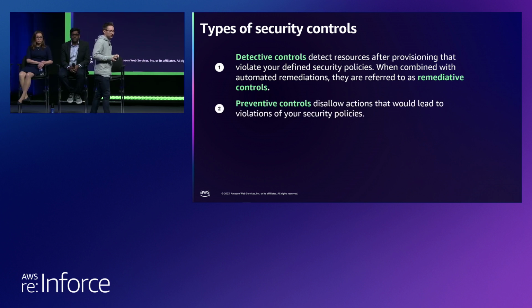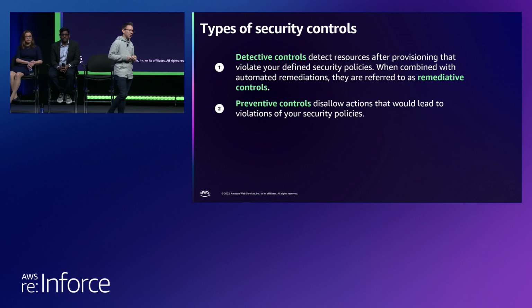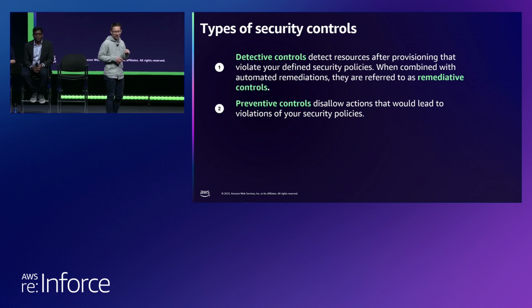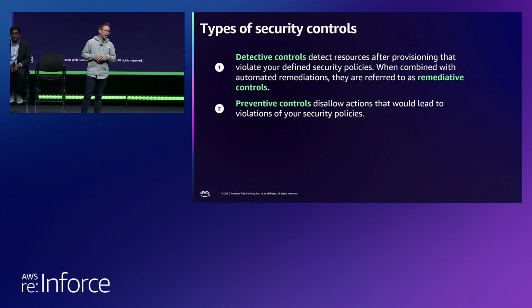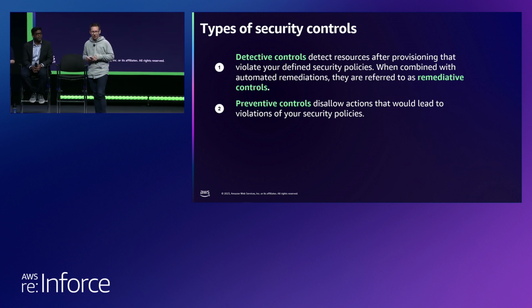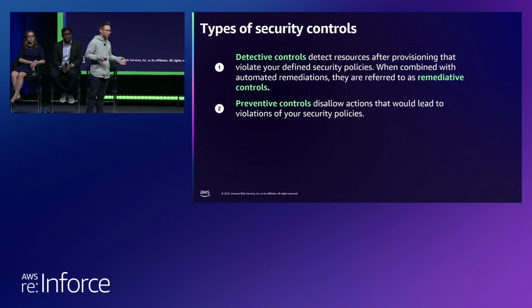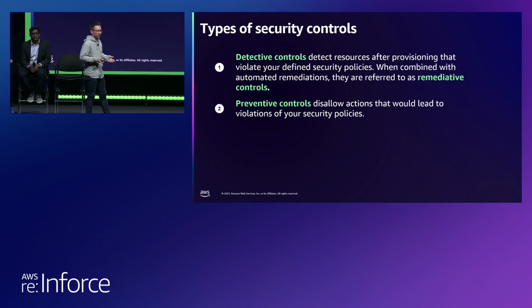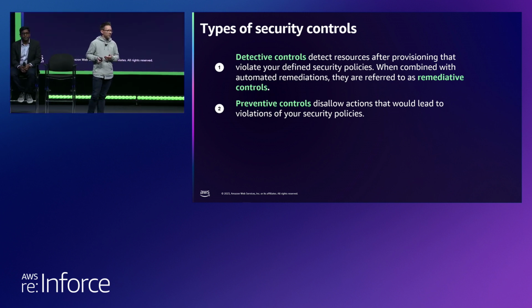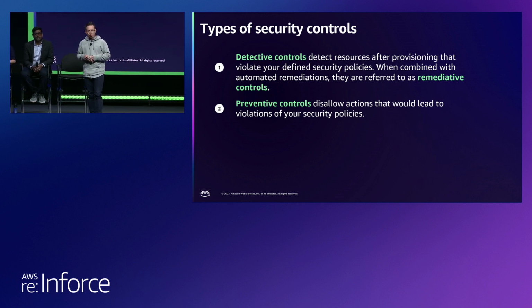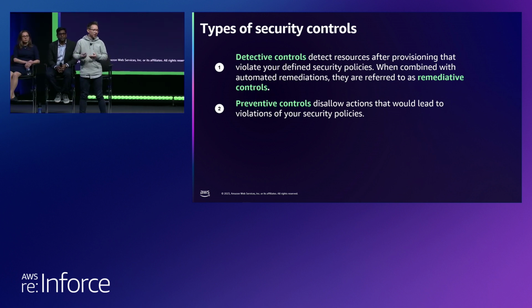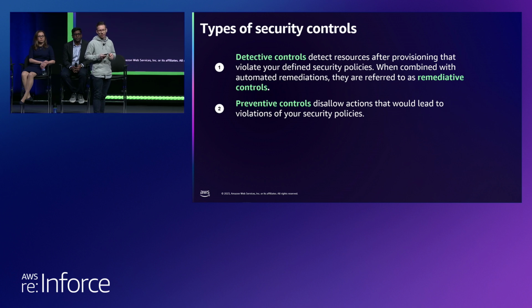We also have preventive controls. These are things like service control policies in AWS Organizations, and these are things that prevent or disallow an action that would otherwise violate your security policies, right? This is a great way to just stop misconfiguration risk and security violations before they ever occur. This is an ideal state, but this is also not always possible, and there's a lot of reasons why, and there's a lot of nuance here.